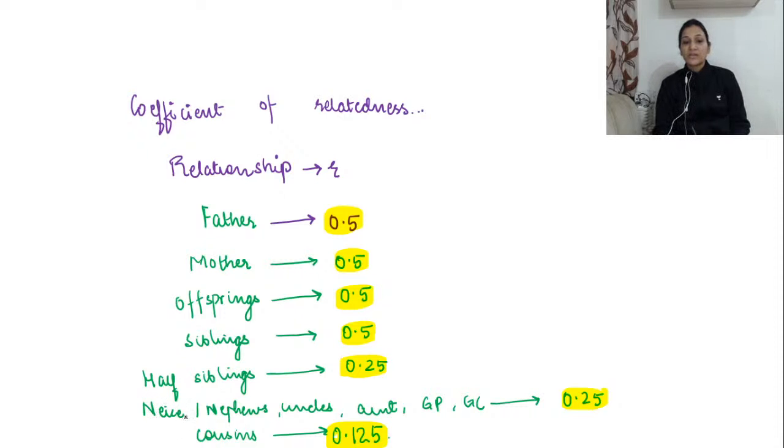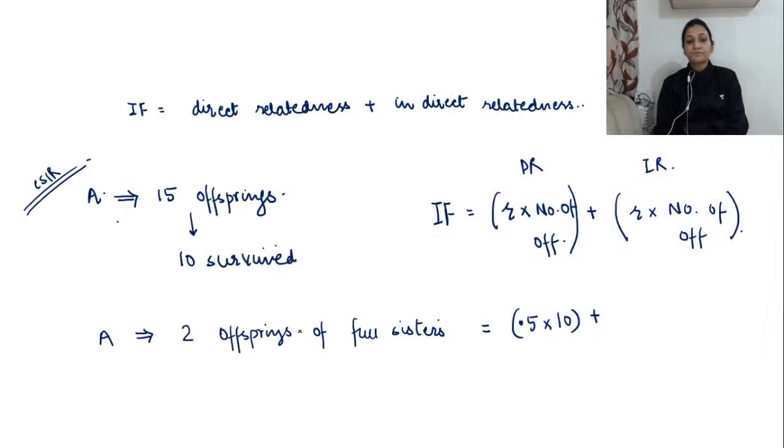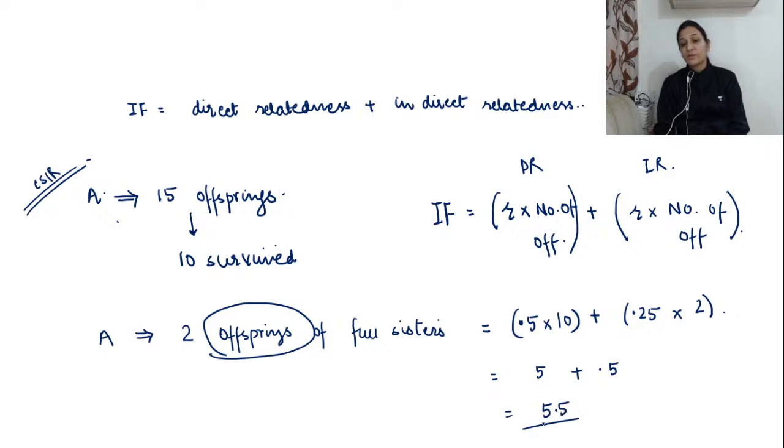For the children of the full sisters, that is nieces, nephews, aunts and uncles, it is 0.25, right? And I'm not writing full sisters, I'm writing offsprings of full sisters. This is very important. So 0.25 into the number of offsprings it helps, which is 2. So here in this case it is 5 plus 0.5. So the answer will be 5.5.